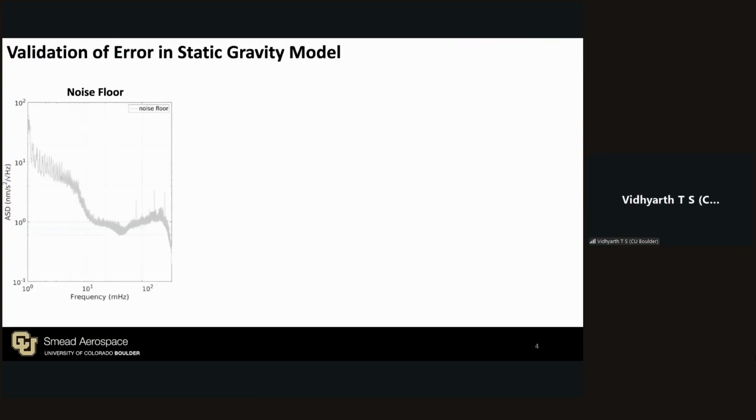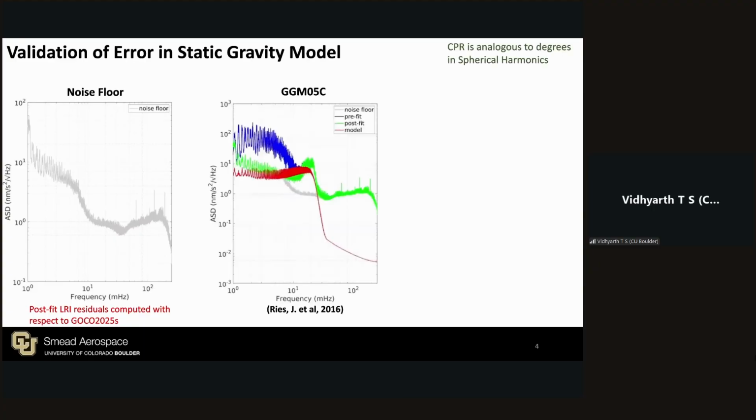For the results, we have the noise floor as the post-fit residuals computed with respect to GOCO 2025S. The first model I'm discussing here is the GGM05C static gravity field model. The blue line plot shows the pre-fit LGD LRI residuals, and the green line plot shows the post-fit residuals. The red line plot shows the LGD determined using the error provided by the GGM05C static gravity field model. The basic idea is that if the PSDs match, if the red plot and the green plot match, then the error provided by the model is reliable.